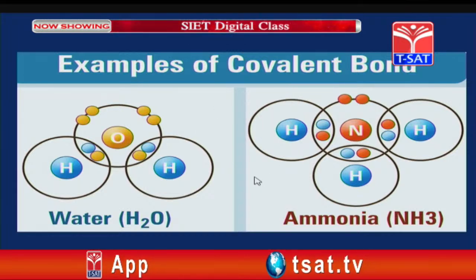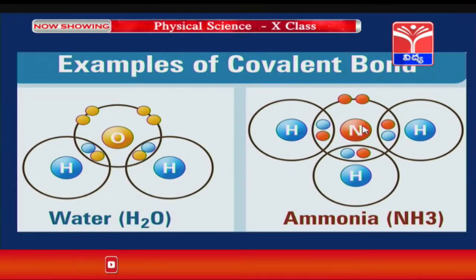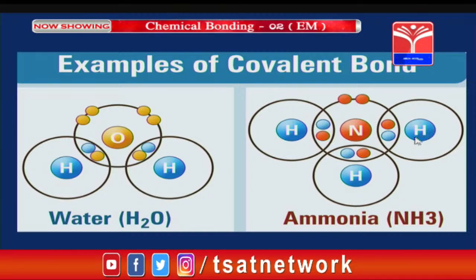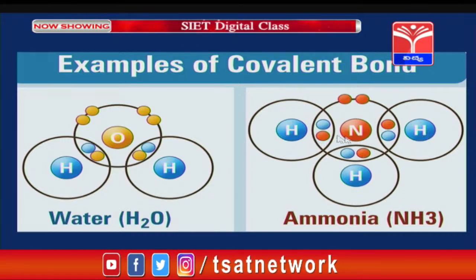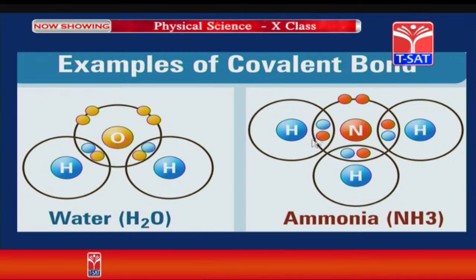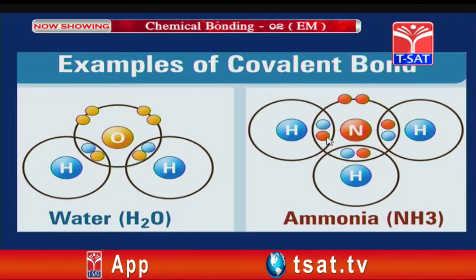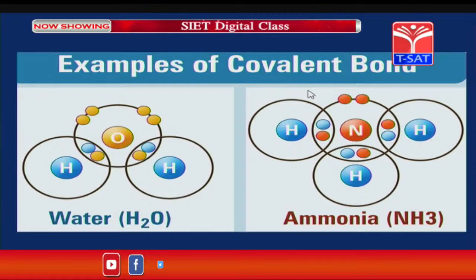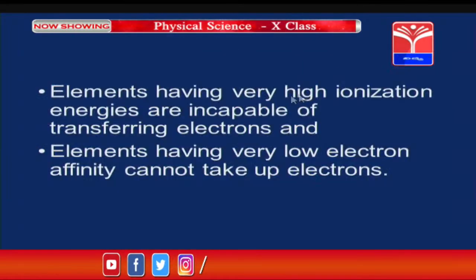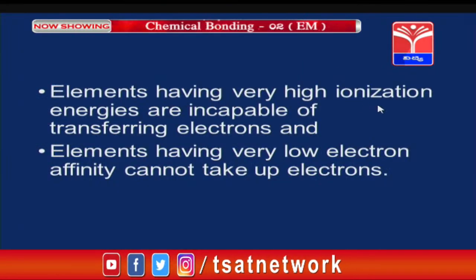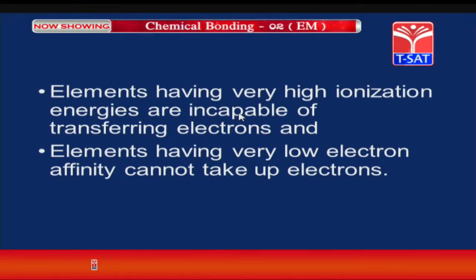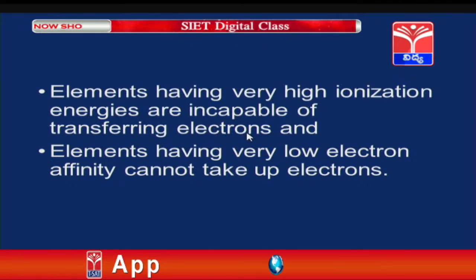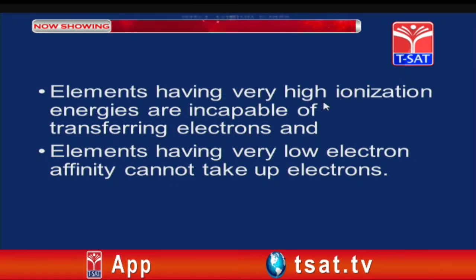Another example is the ammonia molecule. Here one nitrogen atom combines with 3 hydrogen atoms, and you can see that there is only one pair of electrons which is shared between nitrogen and hydrogen. So, the sharing of electrons is taking place between nitrogen and hydrogen. So, what is the type of bond here, children? Covalent bond.